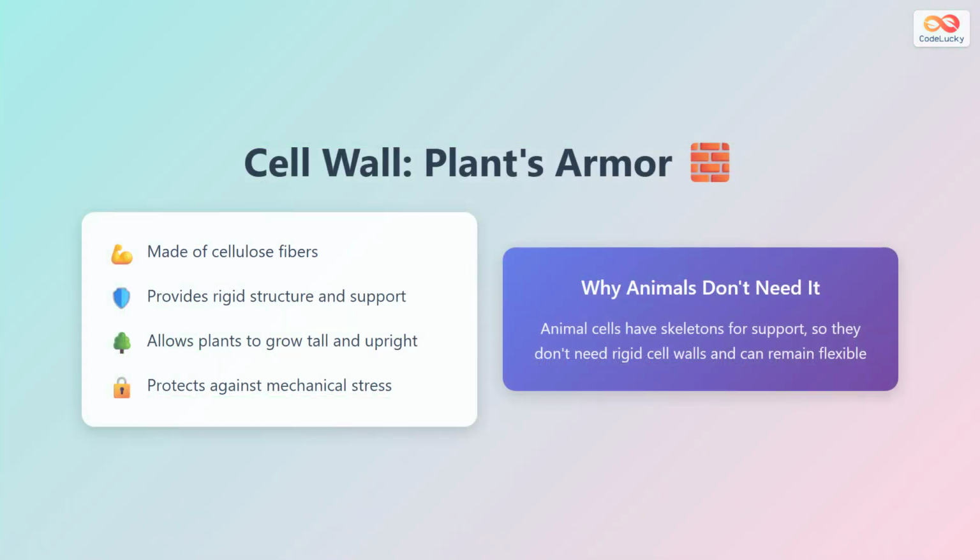Let's take a closer look at the cell wall. The cell wall is made of tough cellulose fibers and provides rigid structure and support to plant cells. It's what allows plants to grow tall and upright, like trees reaching toward the sky. The cell wall also protects the plant cell against mechanical stress and damage. Animals don't need cell walls because they have skeletons for support, and they benefit from having flexible cells that allow for movement.